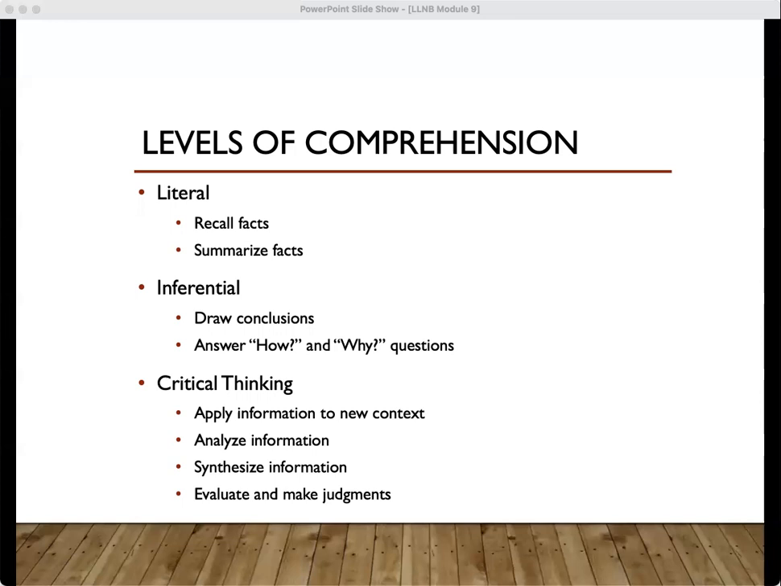Once you are sure your learner understands the facts of the text, you can begin to ask inferential questions. In these, answers are not specifically given in the text. Learners need to combine textual clues with their own experience to come up with the answers. How and why questions can help check inferential comprehension. Here are some examples of questions that get at inferences.